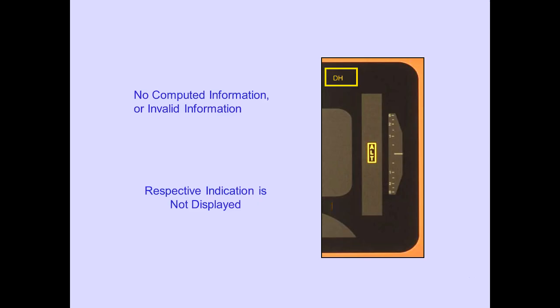When no computed information is received or the information is determined to be invalid, the respective indicator is not displayed. If decision height, radio altitude, or altitude information is invalid, a flag is displayed.